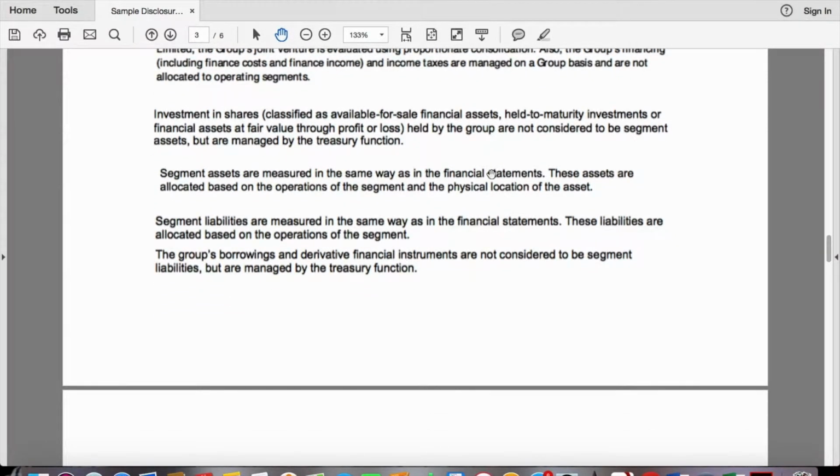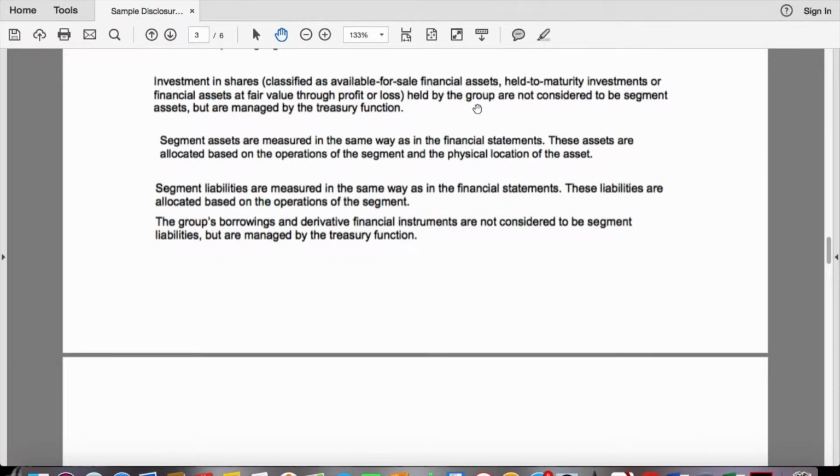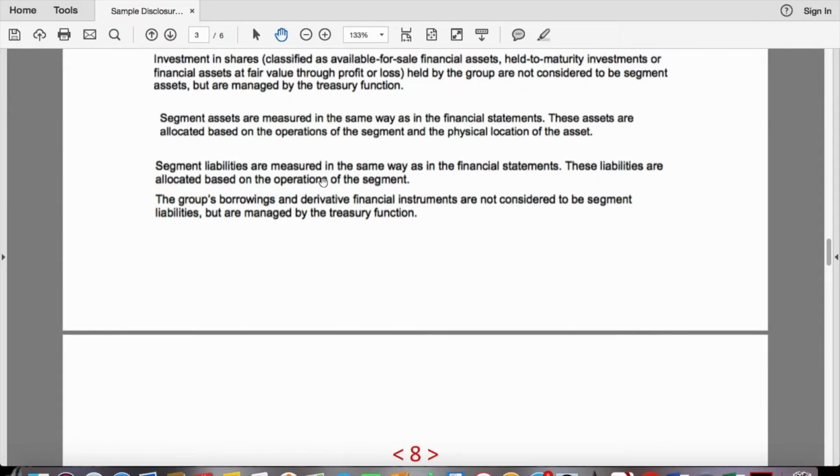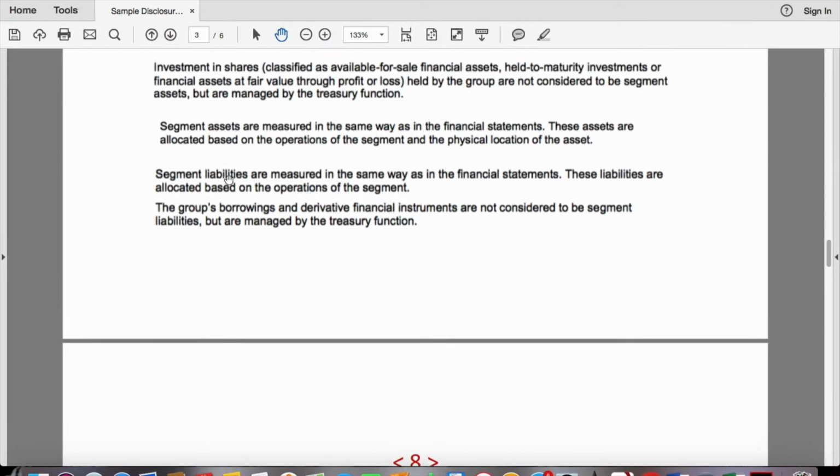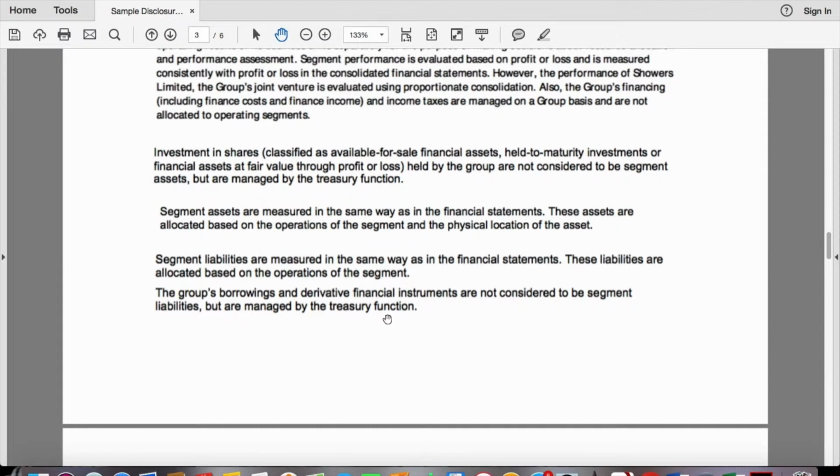Segment assets are valued in the same way as in the financial statements, and these are allocated on a physical location basis. And how the allocation is done: segment liabilities are allocated based on the operations of the segments and measured in the same way. Borrowings are not considered to be segment liabilities. These are managed by the treasury function. So these two treasury function items are not allocated to any particular segment, and they are shown as an other item of the entity, and they form part of the reconciliation that we're going to discuss.